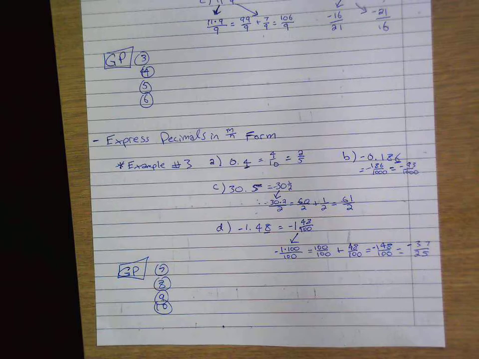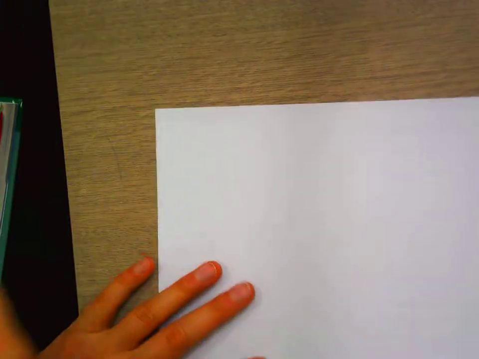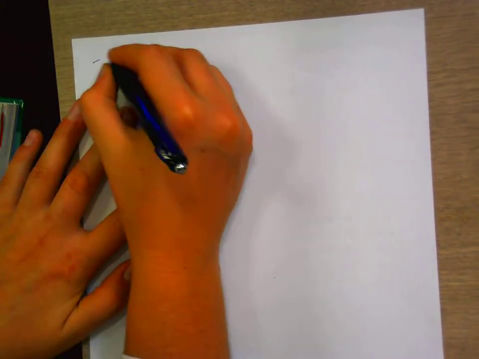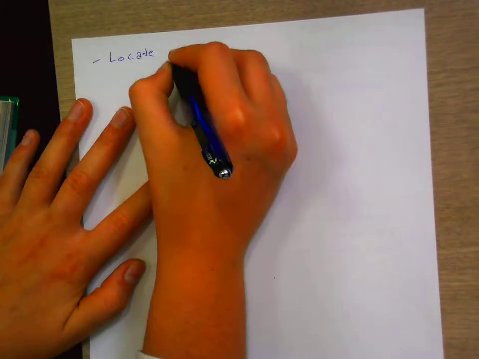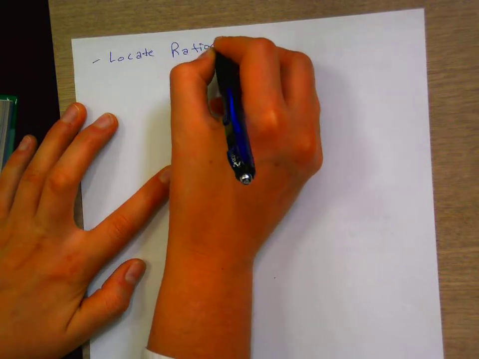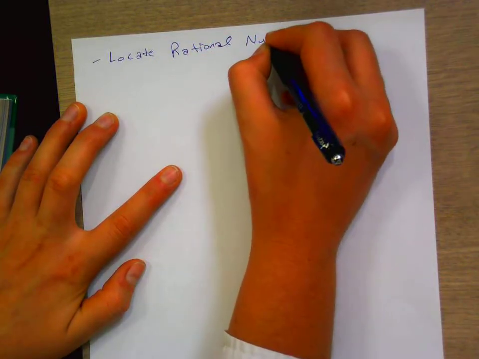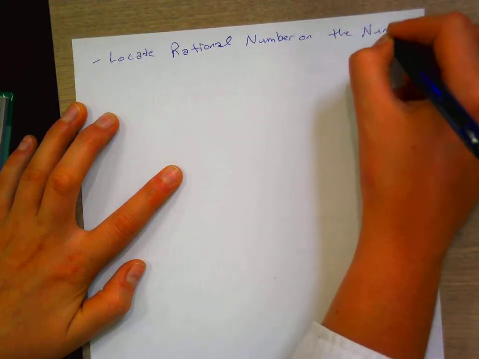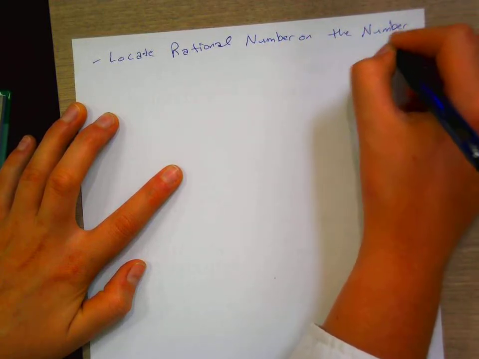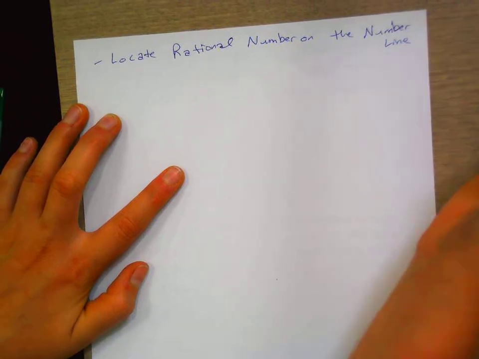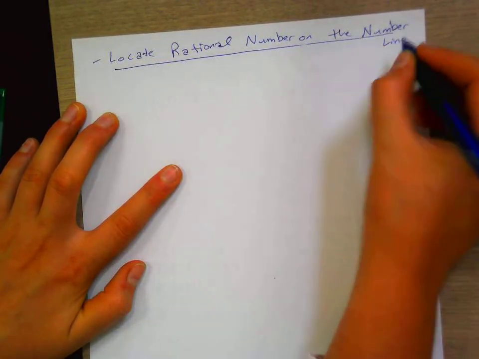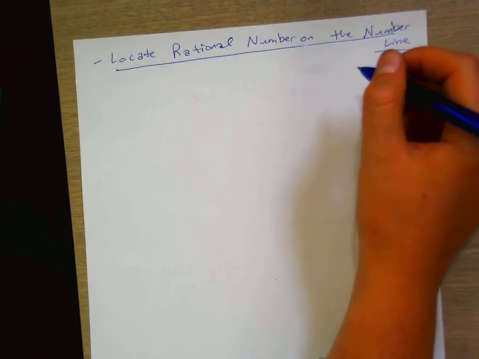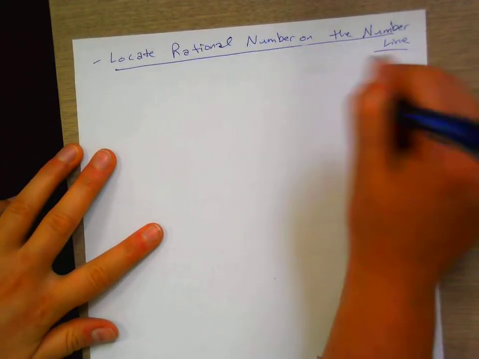Moving on, I have a new sheet of paper. We are going to locate rational numbers on the number line. We just learned what rational numbers are. They are numbers that can be written in the form m/n as long as n does not equal 0. So now we're going to learn to locate them on the number line.